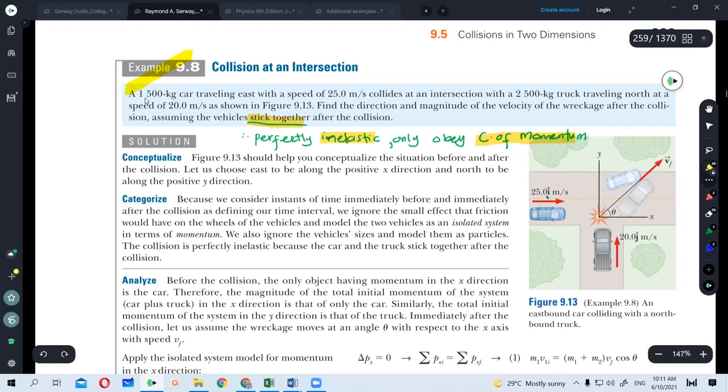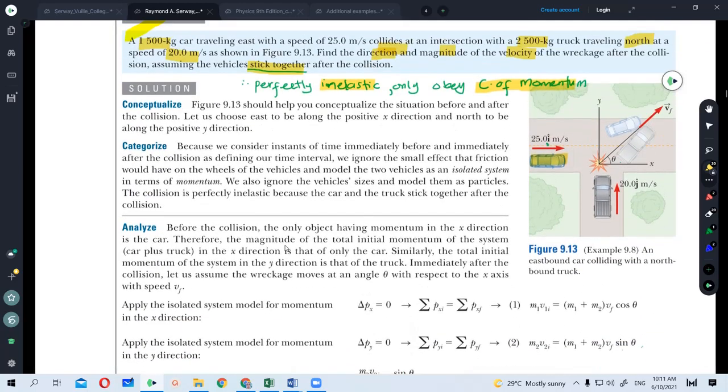We have two cars here. A 1500 kg car is traveling to the east with a speed of 25. According to the figure, it's traveling to the right, so we need to consider the direction in the x direction. Then it collides with a truck traveling north, the y direction, with a speed of 20. You need to find the direction and magnitude of the final velocity, provided that the vehicles stick together at the end of the collision.